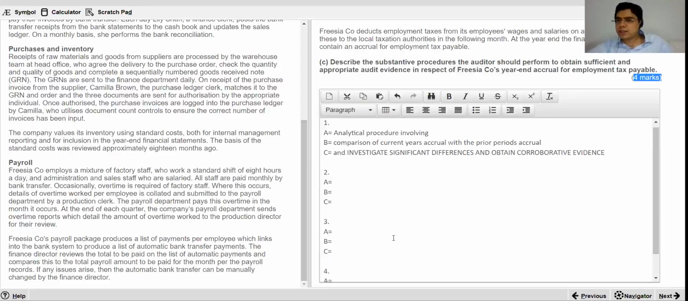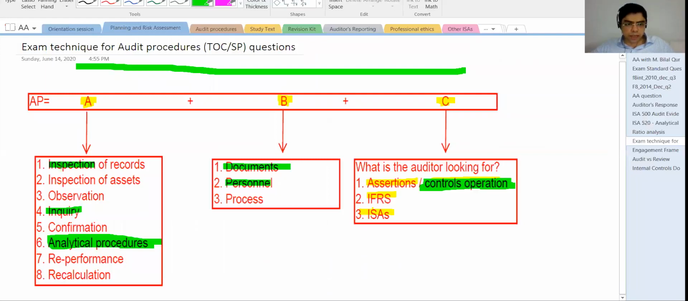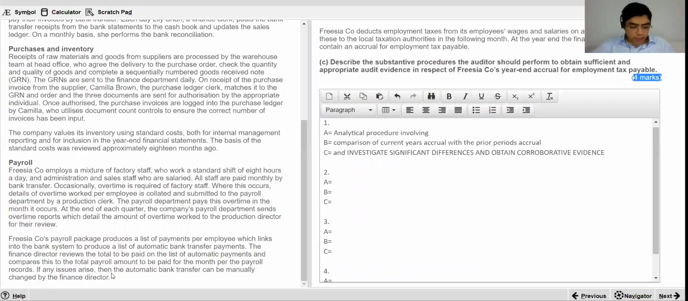What could be the other ways? Look at this toolkit. What can I choose from here? Recalculation. So I could recalculate a sample of tax deductions to determine if they are as per the applicable tax laws.